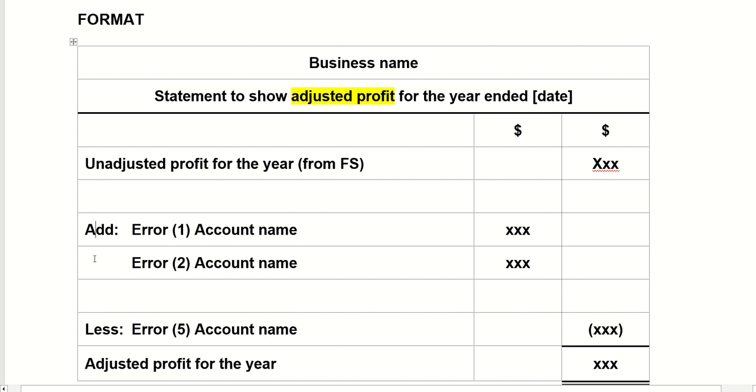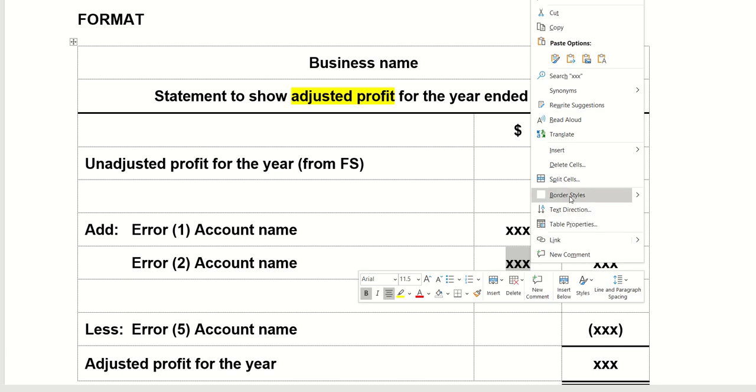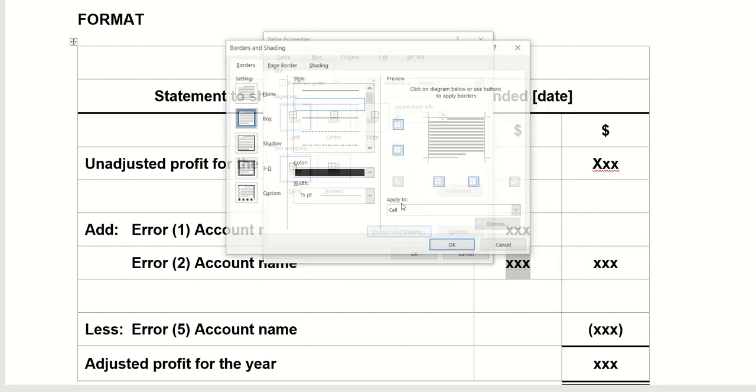All right, and then after that, what happens? You will write add error number what? And then what is the account name? And then error number, and then the amount. And then error number 2 or error number 3 or whatever error number it is. And then what is the account name? And then the amount. Okay, so usually what happens after that is that you will add these 2 numbers up together. Forgot to draw a line here, which I'm going to do now.